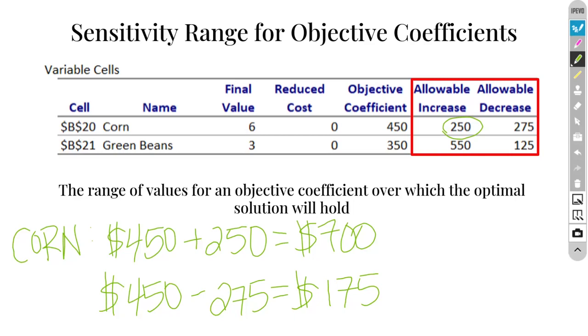One thing to keep in mind is that we make these changes independently of each other. So it's not guaranteed that if you make changes to the corn objective coefficient and the green beans objective coefficient together, that it will still maintain the same optimal solution. When we look at these sensitivity ranges, it's simply talking about the individual variable.